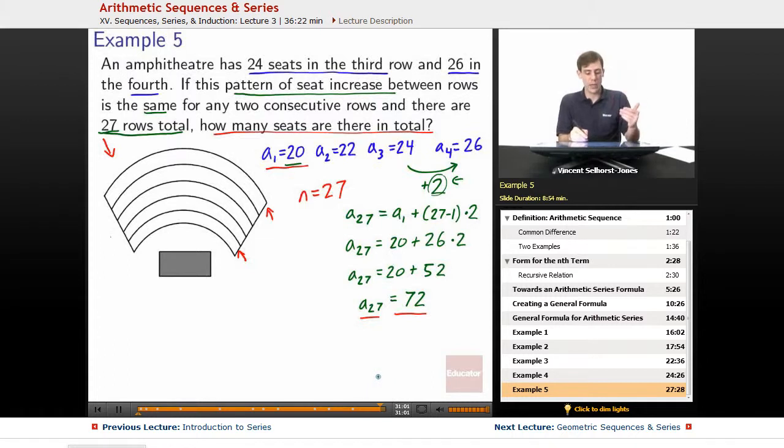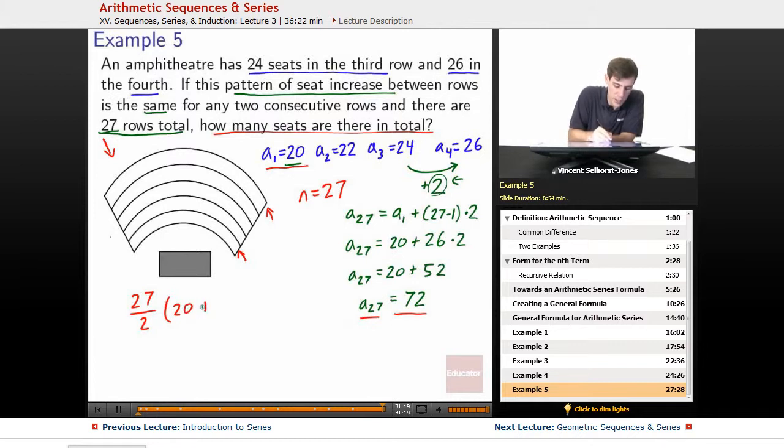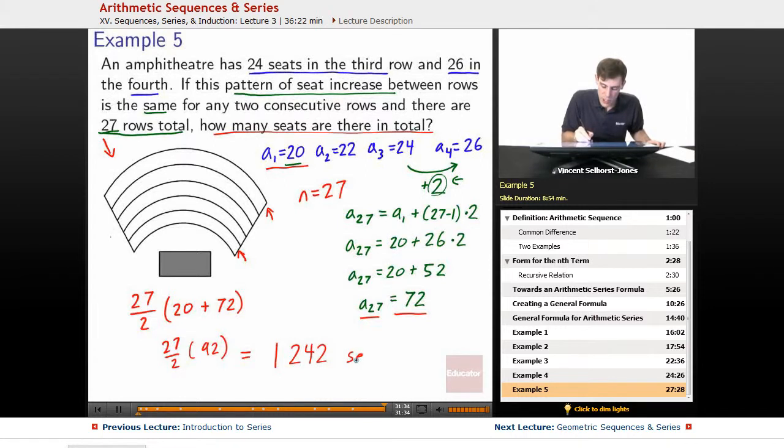So n equals 27. So our formula is the number of terms total divided by 2 times the first term plus the last term. So our number of terms total, number of rows total, 27 divided by 2 times what is their first term? What is the first number of seats? 20 plus what is the last number of seats? Our last term, 72. 27 over 2 times 92. We work that out with a calculator and we wind up getting 1,242 seats total in the amphitheater. Great, there we are with the answer.